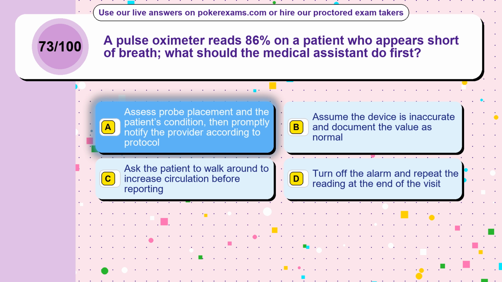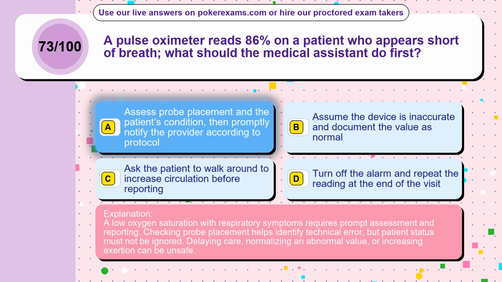The correct answer is option A. Assess probe placement and the patient's condition, then promptly notify the provider according to protocol. A low oxygen saturation with respiratory symptoms requires prompt assessment and reporting. Checking probe placement helps identify technical error, but patient status must not be ignored. Delaying care, normalizing an abnormal value, or increasing exertion can be unsafe.